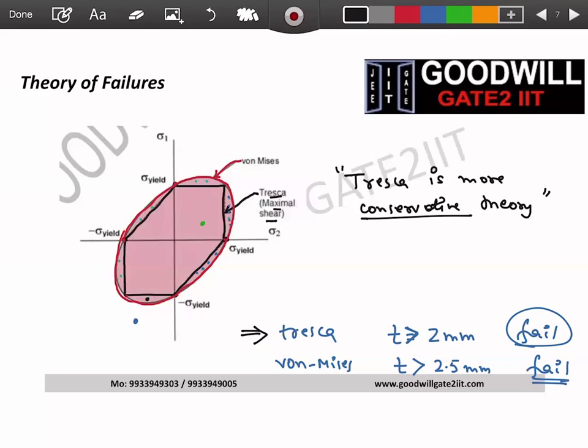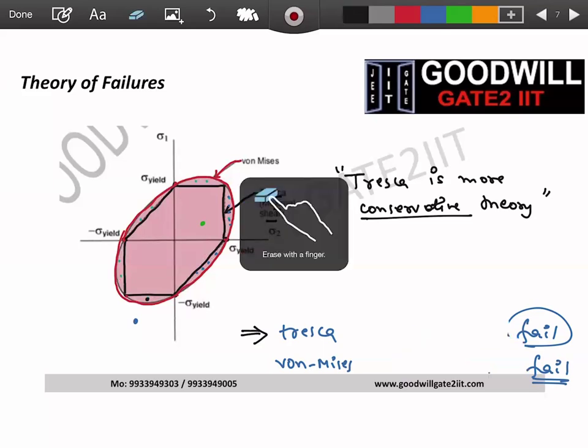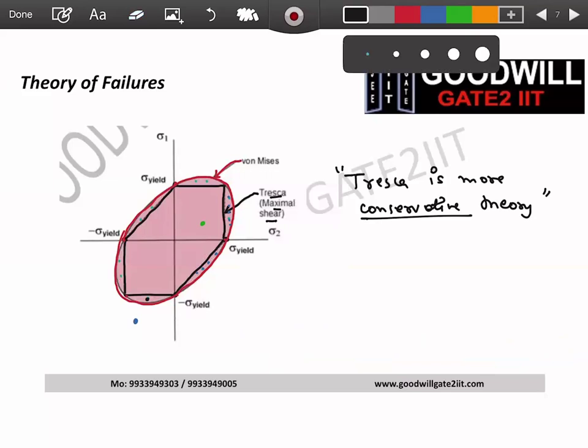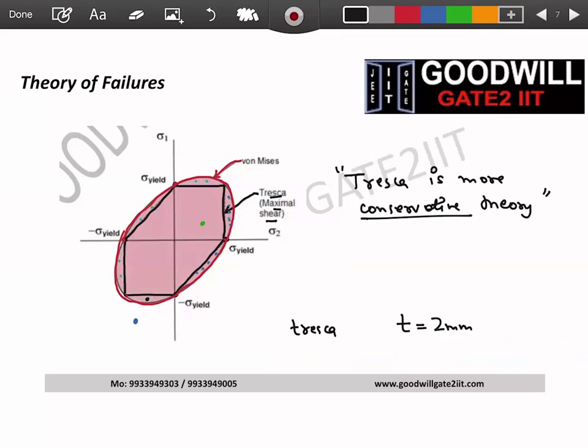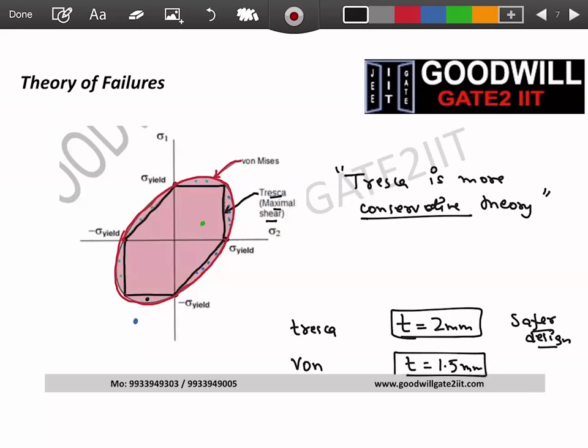No, no, no. My bad. Guys, please discard this. I have given you a wrong statement in terms of this. Please listen to me. I'm explaining that point again. Tresca says you can use a thickness of 2 mm for a safer design of any component. If you use a thickness of 1.9, your system will break into pieces. Von Mises, on the other hand, comes and says you can even use 1.55. You are having a safer design.